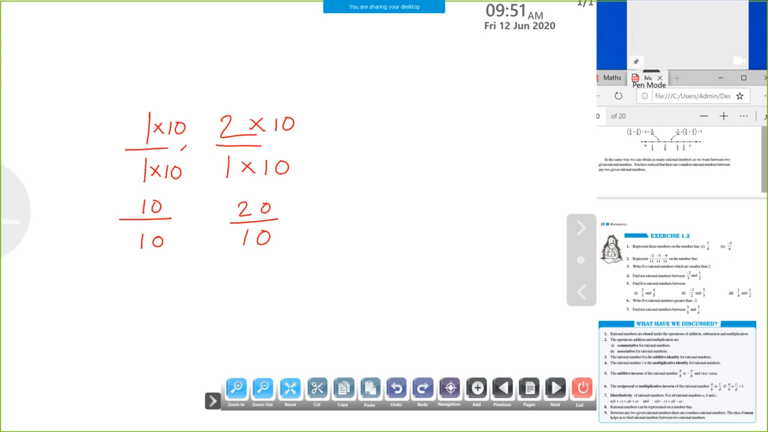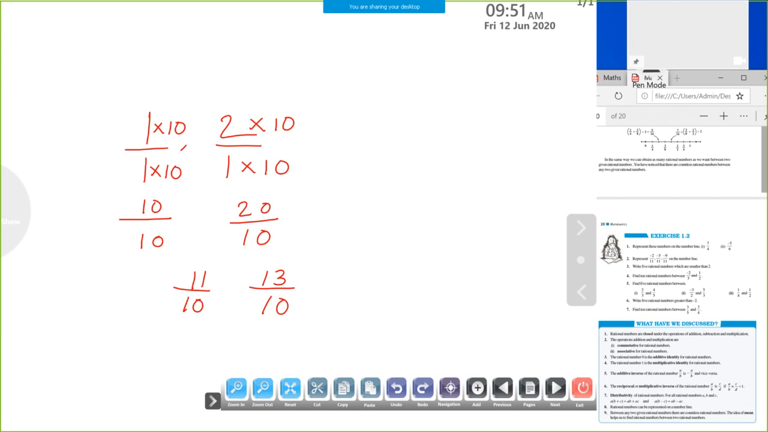Can you find any 2 numbers between 10 and 20, the numerator digits 10 and 20? Obviously, you can write 11, 13, 15, 17, as you like, any 2 numbers, 12, 15. Write with the same denominator, 11 by 10, 13 by 10. So this is what you learned in class 7. Okay, how to write 2 rational numbers between the given numbers.